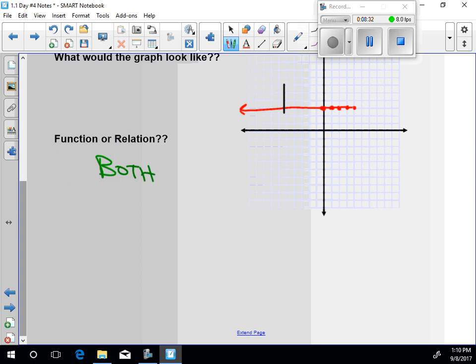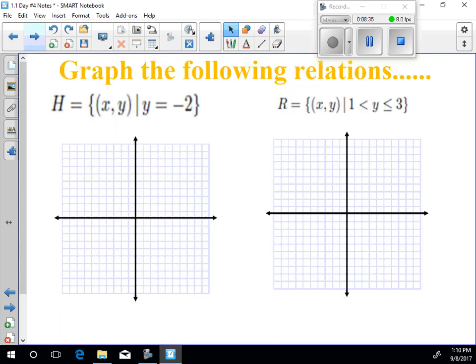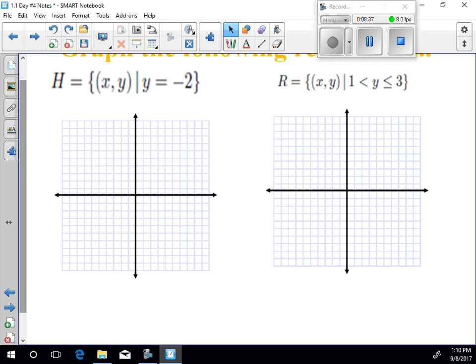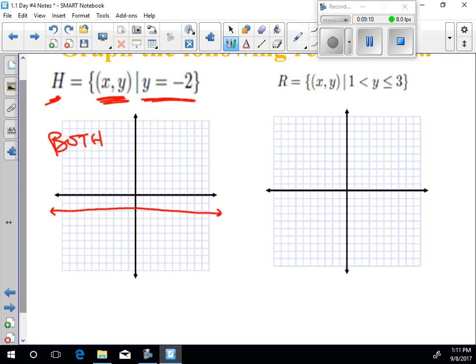Great. So let's sketch a couple funky relations based on some notation. Read from left to right, this would be the set H equals all points such that y is equal to -2. Have I restricted x at all? No. So x can be any number, but y has to be -2. Relation? Don't say no. Relation? Yes. Function? Yes, it is both.